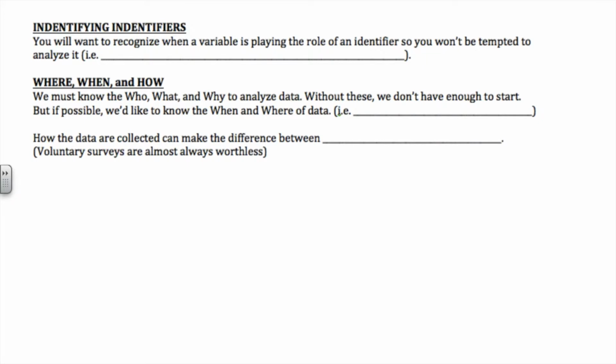Next, identifying identifiers. You will want to recognize when a variable is playing the role of an identifier so you won't be tempted to analyze it. For example, your social security number, a UPS tracking number, or your student ID number. You don't want to look at your student ID number and analyze it for its value. The only value it has is that it's a way to identify you. Those numbers don't mean anything but a simple code to identify you.